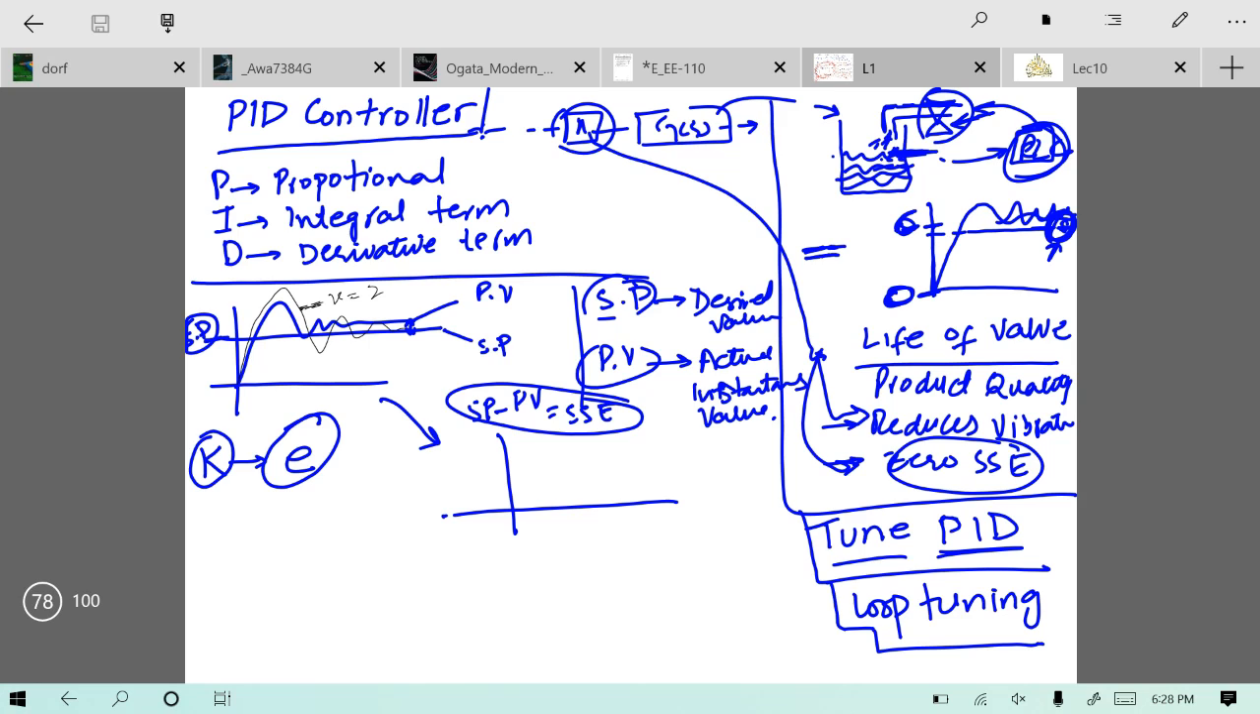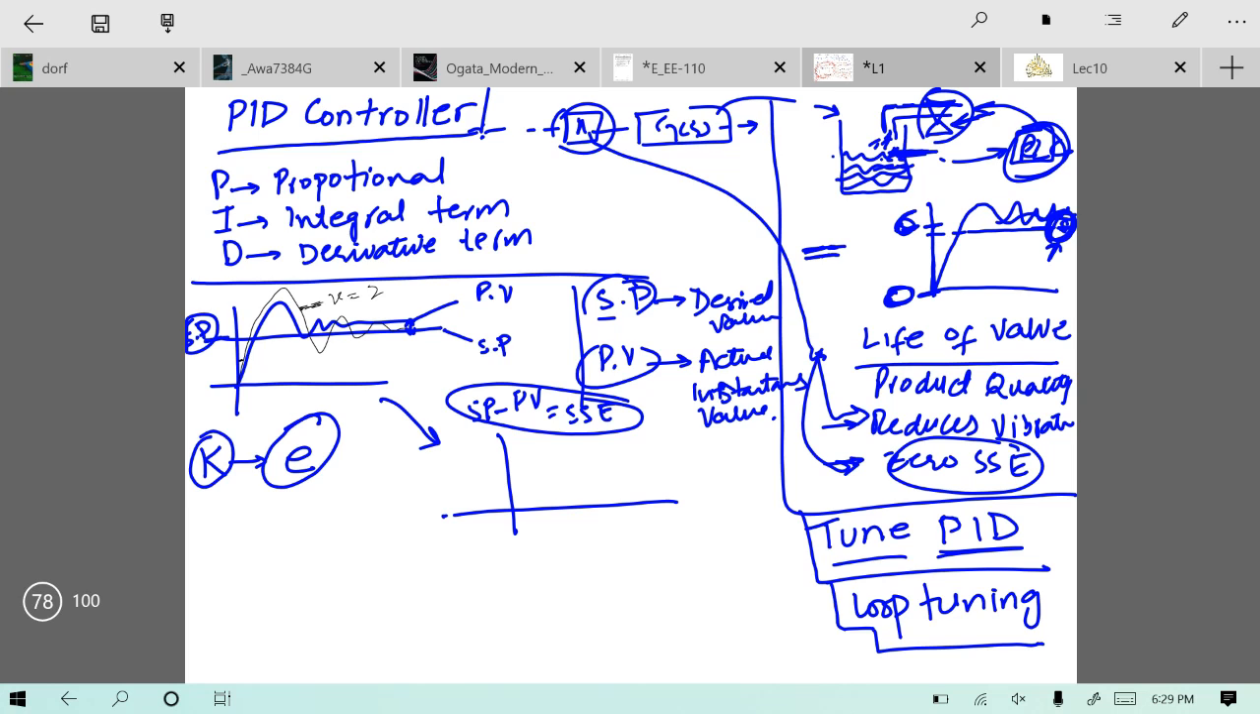Similarly, if the rise time is decreased, then obviously overshoots will increase. So your proportional controller has decreased your rise time, which is a good thing. However, it has deteriorated your overshoots. It has increased your overshoots, which is a bad thing. So obviously there is a trade-off.